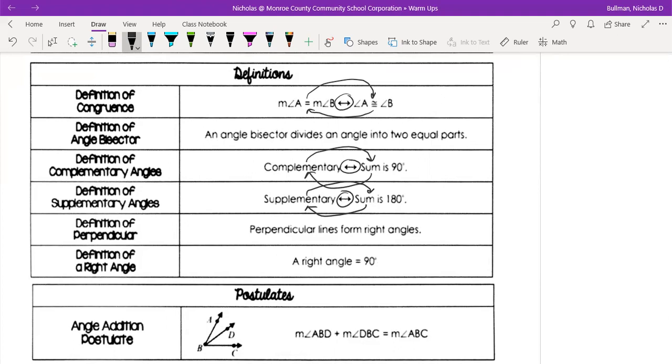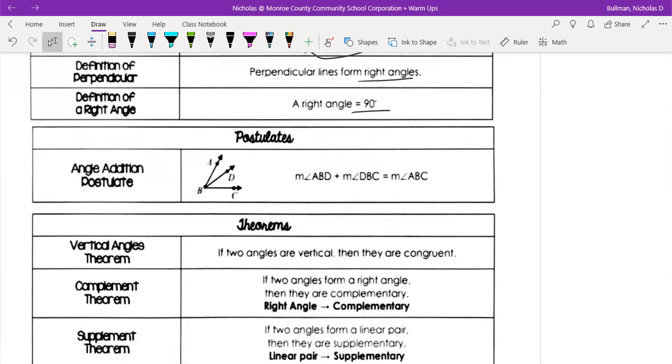Definition of perpendicular. I know that perpendicular lines form right angles. So if I know things are perpendicular, I can state the right angles by definition of perpendicular. Now, if I know something's a right angle, then I can say that it equals 90 degrees, and that's our definition of a right angle. Notice these are definitions we have talked about previously.